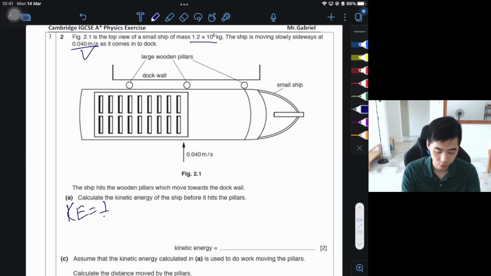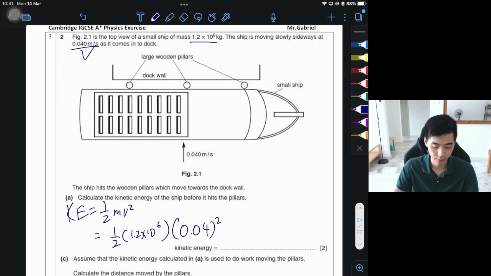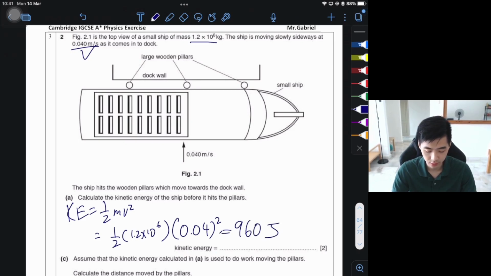Kinetic energy is equal to half mv squared. In this case, it will be half times 1.2 times 10 to the power of 6 multiplied by 0.04 squared. You press that into your calculator: 0.5 times 0.04 squared times 1.2 times 10 to the power of 6. You'll get an exact answer of 960 joules. You'll get exactly 960 joules here.